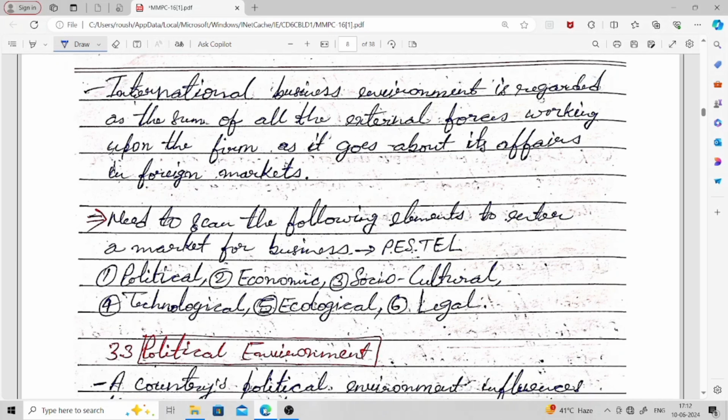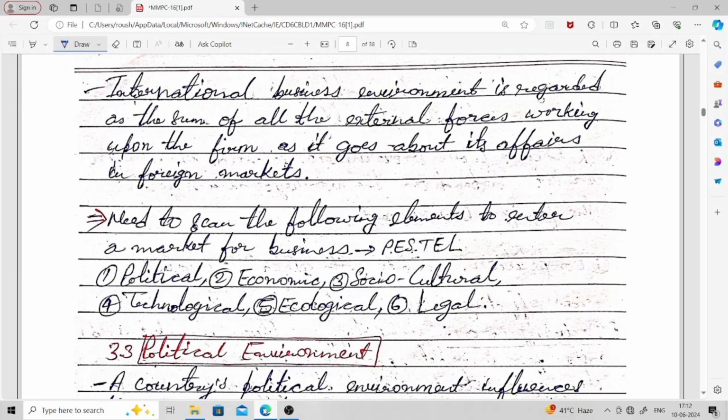So international business environment is regarded as the sum of all the external forces working upon the firm as it goes about its affairs in the foreign markets. It means whenever any firm goes into the foreign market, whatever external forces work on that firm can be regarded as international business environment.